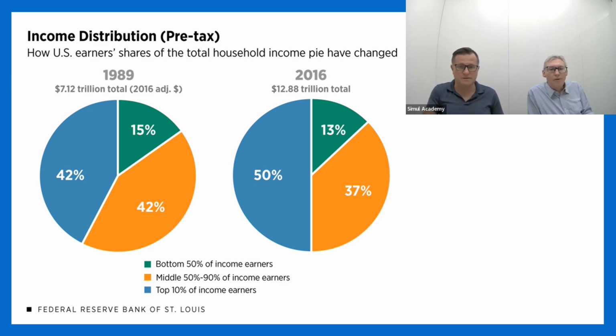Can you summarize? Yeah, so basically the chart on the left is 1989. As you can see, the total amount of income in the US was 7.12 trillion. And then in the actual chart, you can see that the bottom 50% of income earners only took home 15% of the total income, whereas the middle 50 to 90% of income earners took 42%. However, the top 10% of income earners had a massive 42% of, if you like, the income pie. And really, we could say that it's a story of growing inequality, particularly in terms of income distribution.